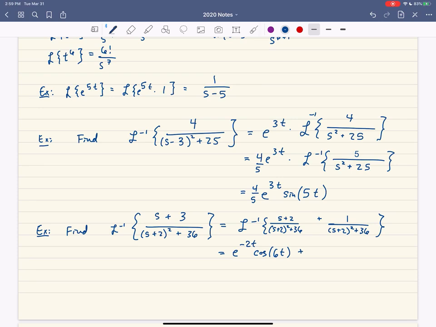And for the second one, if it was a 6 over s plus 2 squared plus 36, then we would be fine. So we'll make it a 6. We can put a 1 over 6 out front, and then a 6 up top, and then we've balanced everything. Everything's fine. And we're going to end up with 1 over 6 times e to the negative 2t because it's still shifted, sine of 6t. Okay, so that's how multiplying by an exponential shifts the Laplace transform.